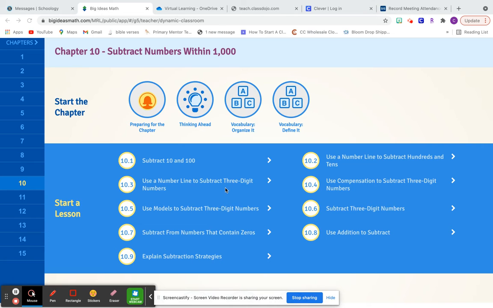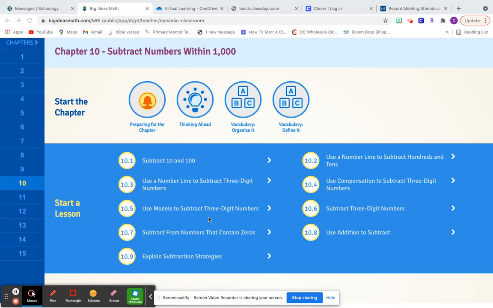Subtracting a three-digit number on a number line is the same. It's just another step. We're not going to look at compensation for 10.4 just because I feel like that is a really hard method to use for subtraction. I don't know that it will help you guys. If you liked using compensation when we did the other subtraction, you are welcome to go back and look at 10.4 in your math book if you think that will help you. If you have any questions about it, I will gladly answer them. But I'm not going to use it for us to learn this week.